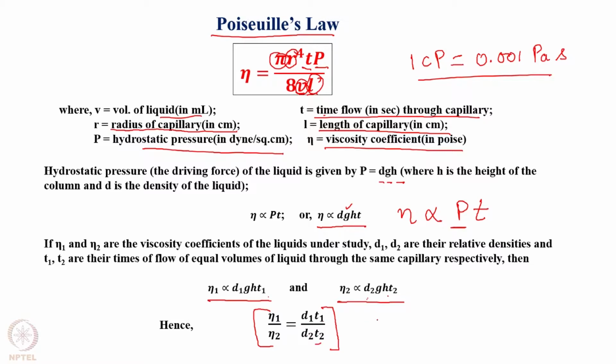So using this experiment, we will be determining the densities and also the times of flow in order to calculate the ratio of eta 1 and eta 2, and then we will be considering 1 as a reference so that we can get the value of eta for the liquid under observation. Basically, we will be using water as a reference whose viscosity at different temperatures is already known.